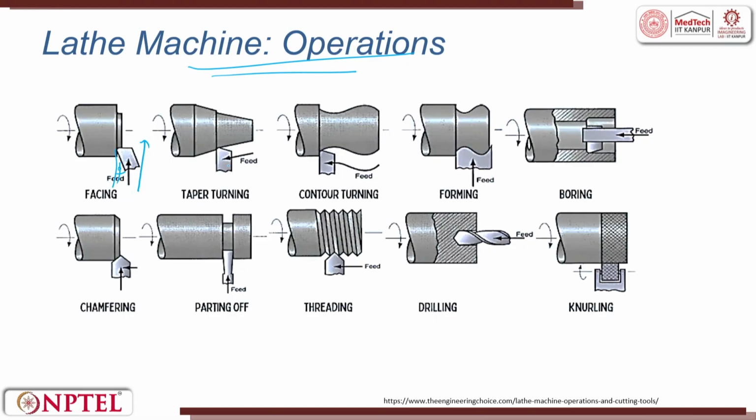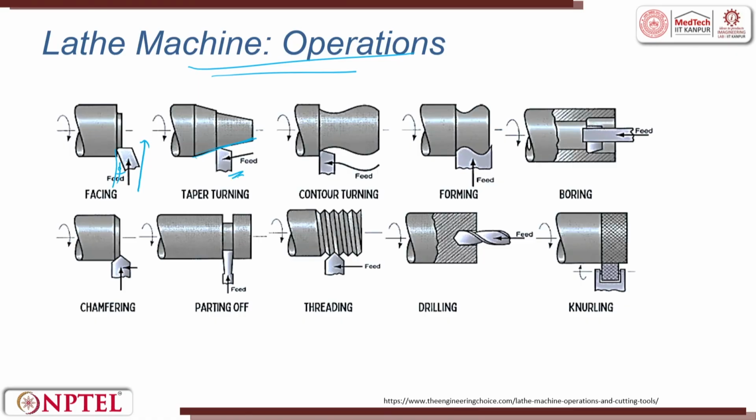You can put the tool at an angle and generate a taper surface. Taper surfaces are generated when the linear motion and the cross slide motion are given together, generating a feed motion. You can also generate a profile in turning, which is called contour turning. And if you have a tool which has the shape of the form to be generated on the workpiece, that is called a forming tool.